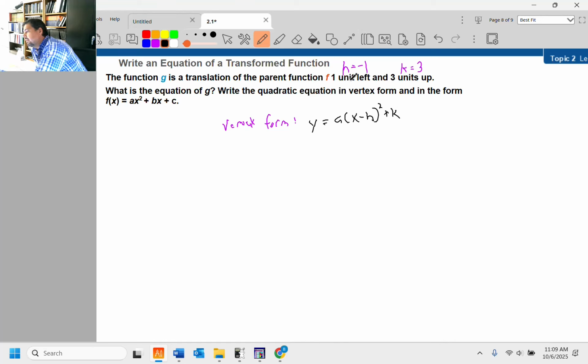And we're going to feed these things. We're going to put that guy right there. We're going to put that guy right there. Now, I'll talk about what a is in a minute. If we do x minus a negative 1, we end up with plus 1. Remember I've told you when you enter parentheses, you change your signs. And then plus 3. Now, what is a?